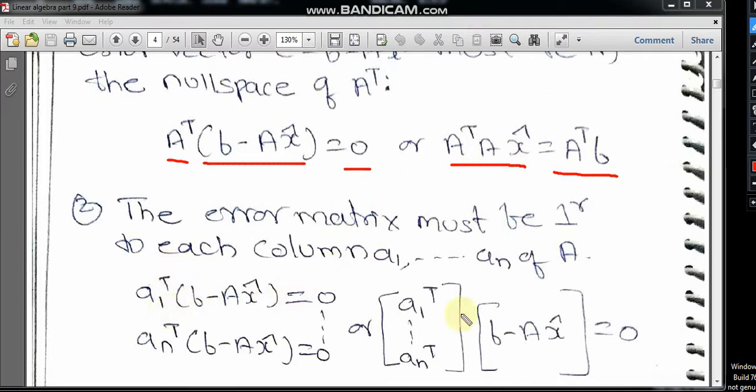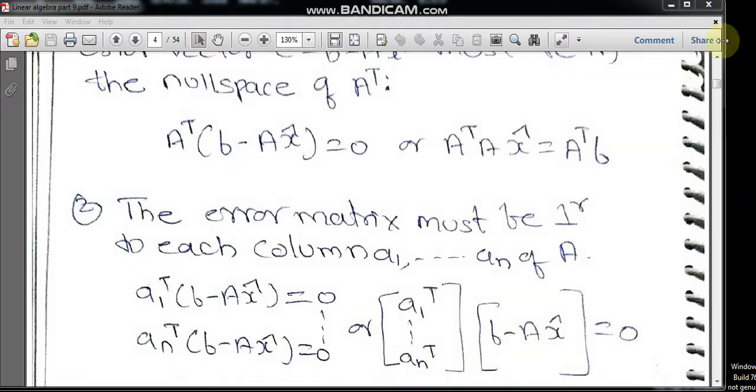If you have n vectors, so you have A1 to AN, the error should be perpendicular to each of the vectors. This itself means the same thing, but you can have the whole matrix A1, A2, A3, the whole of the vectors, multiplied with the error, should be equal to 0. That indicates they are perpendicular to each other.